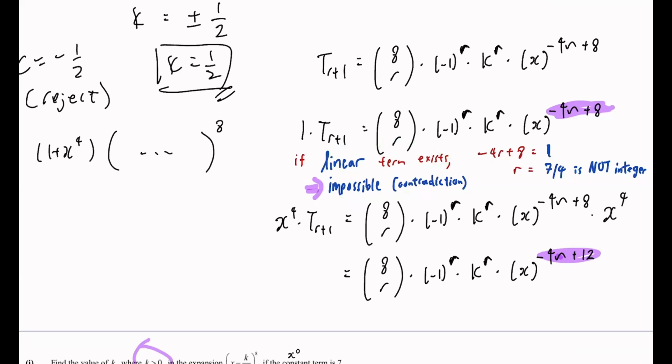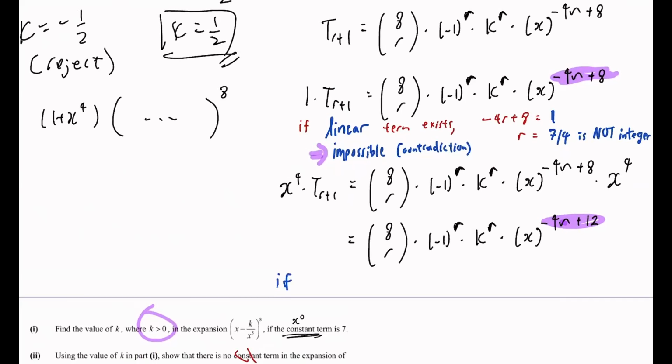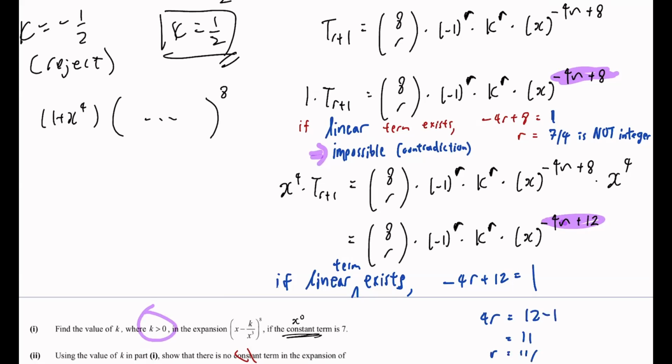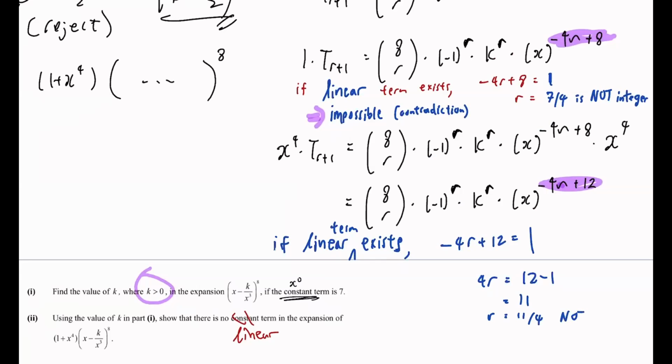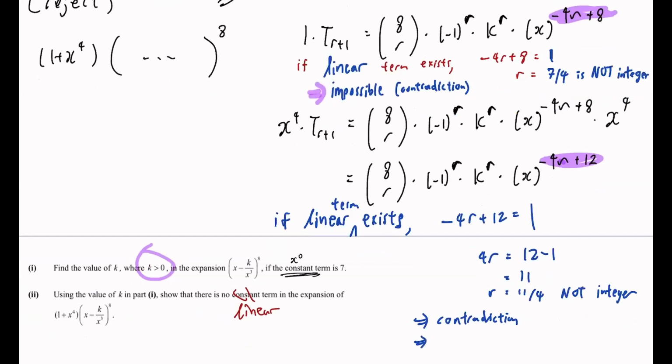Okay, same thing. We're going to do the same argument here. For x power 4 times tr plus 1, if the linear term exists, then we should expect the negative 4r plus 12 to be equal to 1. Solving, we get 4r equals 12 minus 1, which is 11, and r equals 11 over 4. Again, this is not an integer, which means that we will have a contradiction, which means that the linear term does not exist. D and E do not exist.